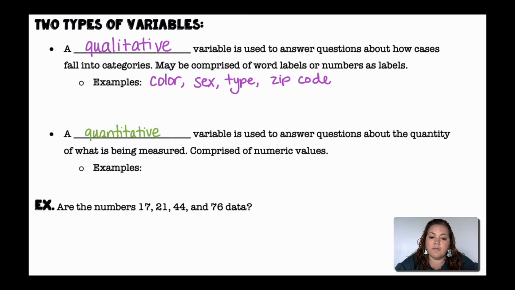A quantitative variable is used to answer questions about the quantity of what is being measured. These are comprised of numerical values. Some examples could be height, weight, dollar amount, size, test scores.